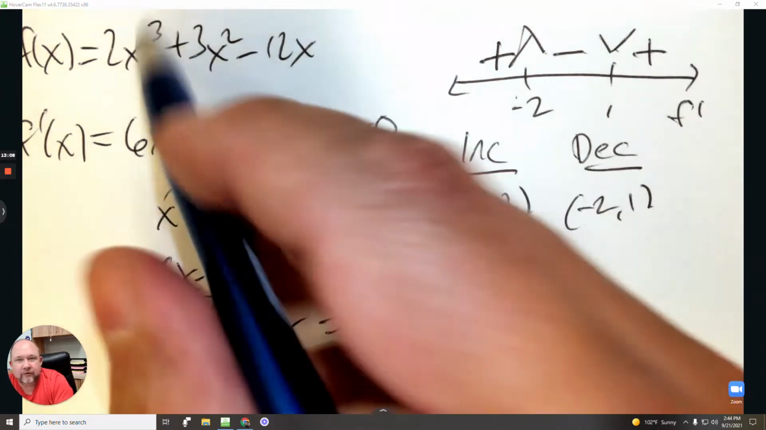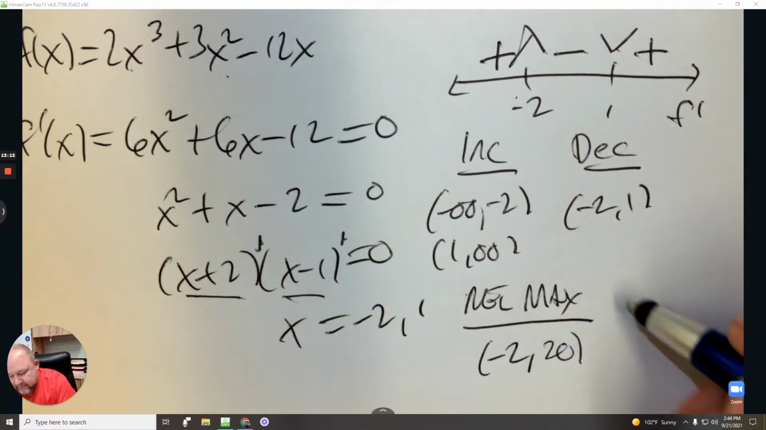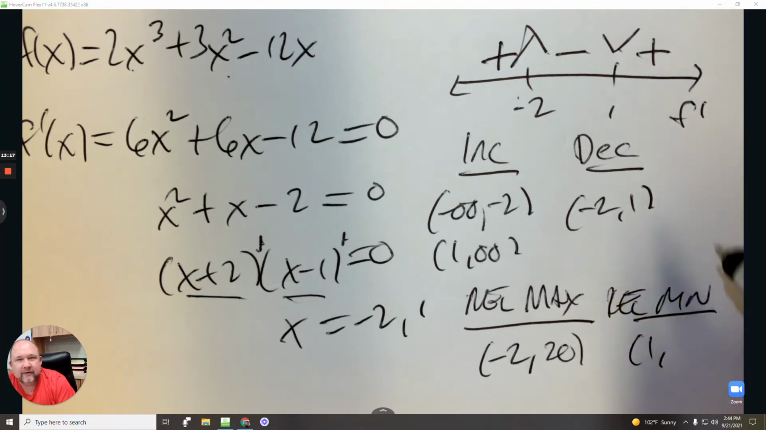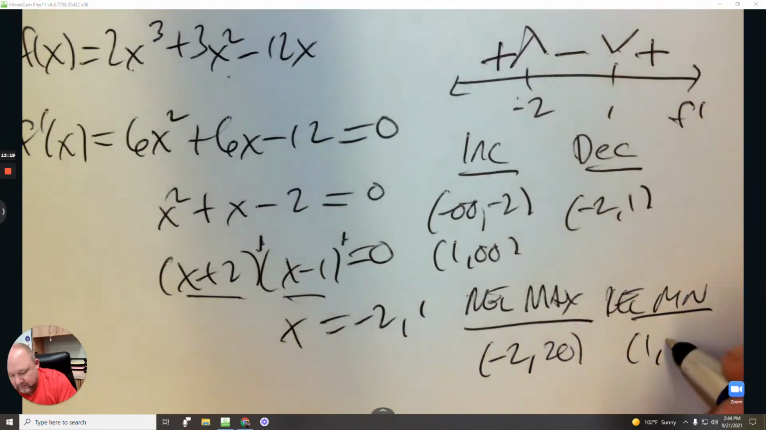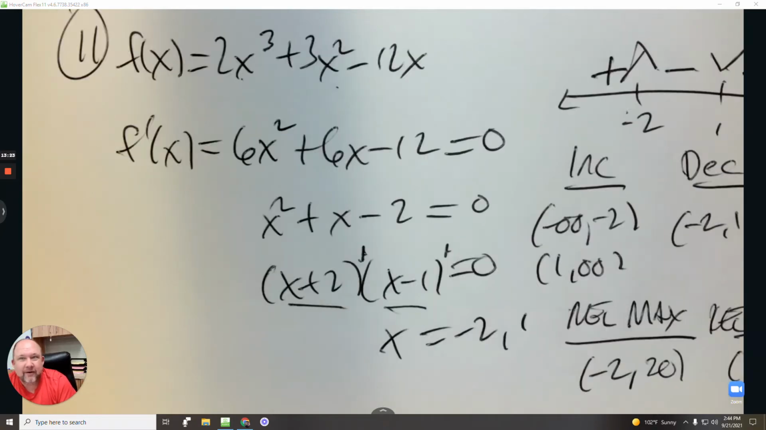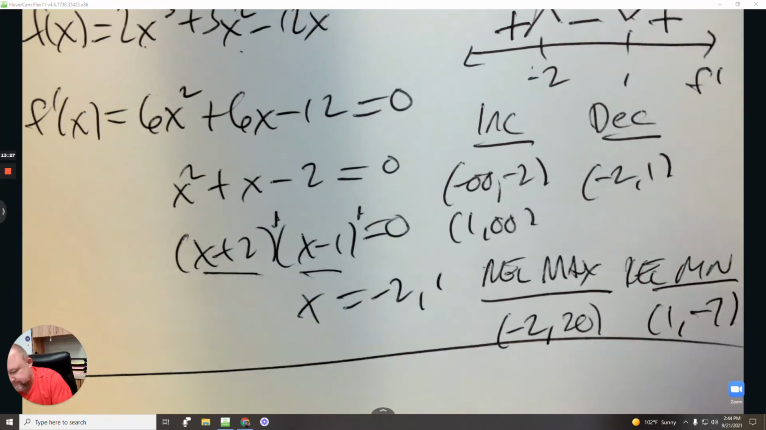So at -2, plug -2 in. I'll do it for you. The answer is 20. The relative minimum is at positive 1. That's 5 take away 12, so that's -7. All right, now number 11 is done correctly. Sorry. Number 12.